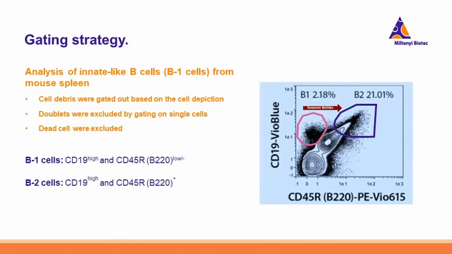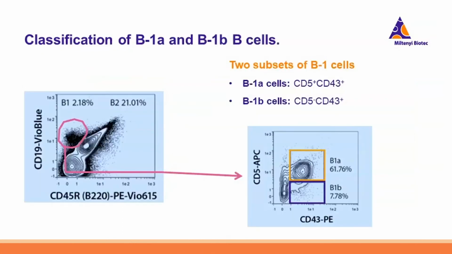You can get the B1 panel first, but as it is the B1 panel, we want to look closer, of course, into the B1 cells. So we're using the gate that I showed you before to look into the B1A and B1B cells by checking for the markers CD5 and CD43. As you see here, most of the B cells are CD5 positive, so most of them are B1A cells, more than 60%. Another around 8% are CD5 negative and CD43 positive, so these are the B1B cells.